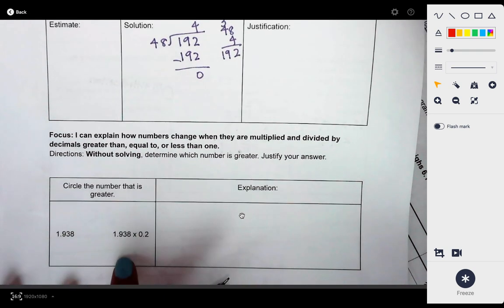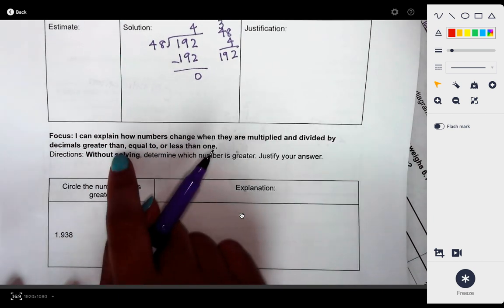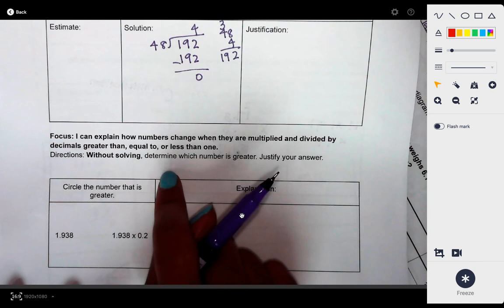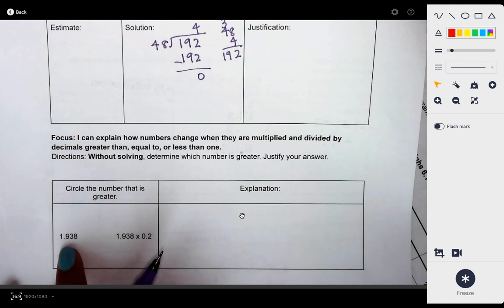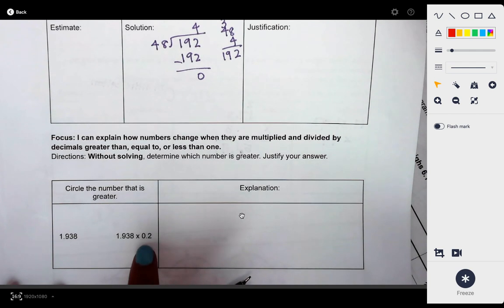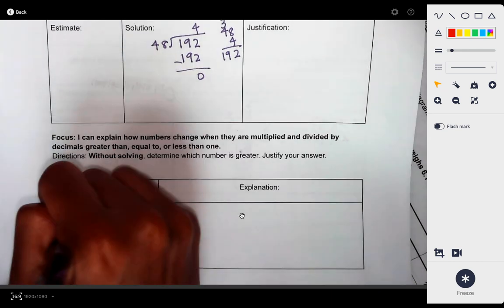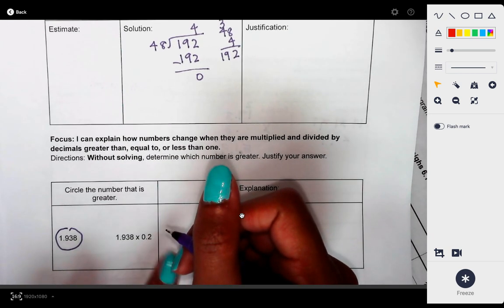This is going to be similar. I can explain how numbers change when they are multiplied and divided by decimals greater than, equal to, or less than 1. So then they're tasked, without solving, determine which number is greater. Justify your answer. So we have 1 and 938 thousandths, and then we have 1 and 938 thousandths times 2 tenths. They should use the knowledge that when you multiply by a number less than 1, it's going to be less than this factor. So I know that this is greater because multiplying by 2 tenths will give me a number less than 1 and 938 thousandths.